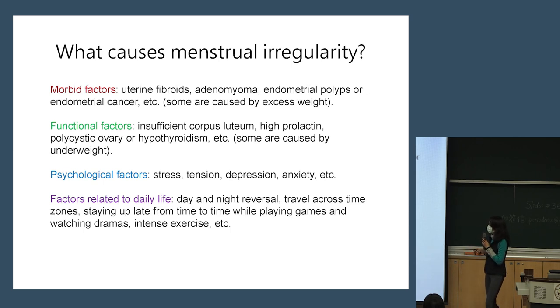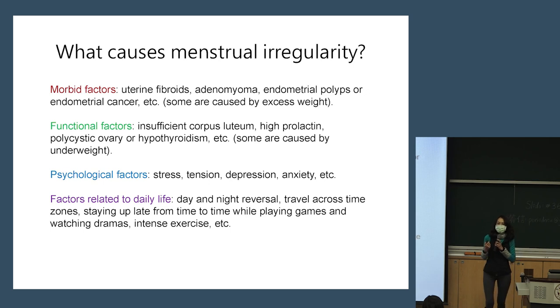Psychological factors. That's the first answer that we saw, right? Stress, tension, depression, anxiety. But why? That should be happening in my brain, right? Why does that affect period? I want you to think about this. And factors are related to daily life. You probably experience this as much as I do.